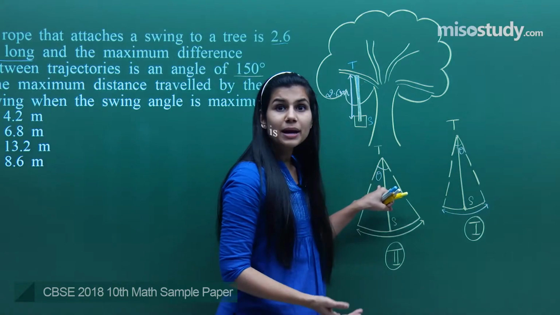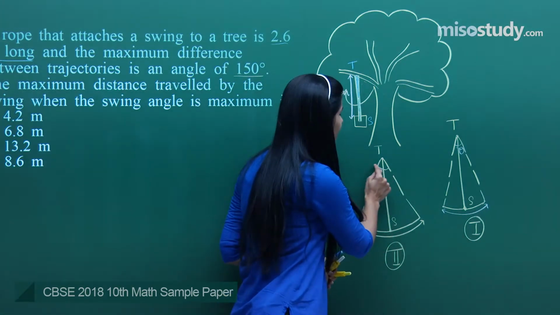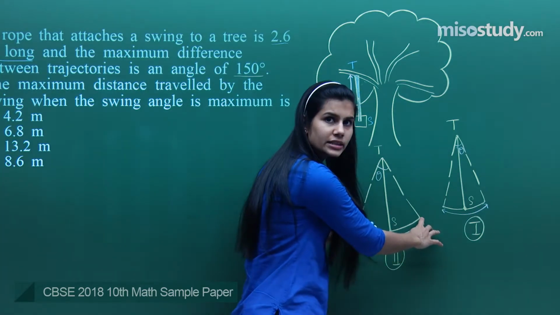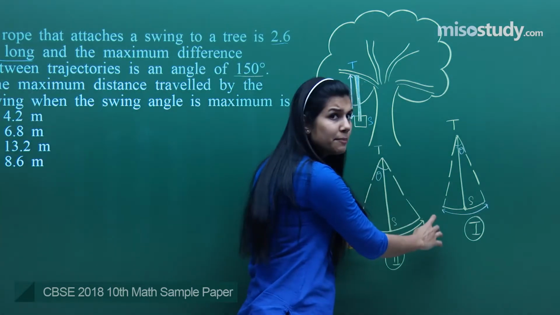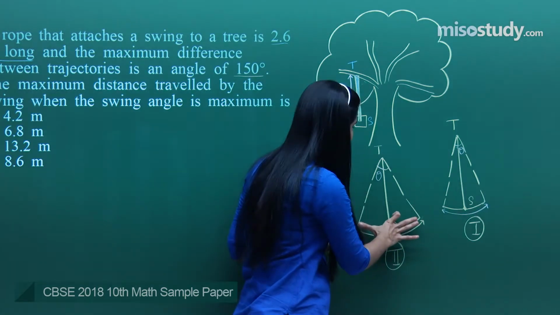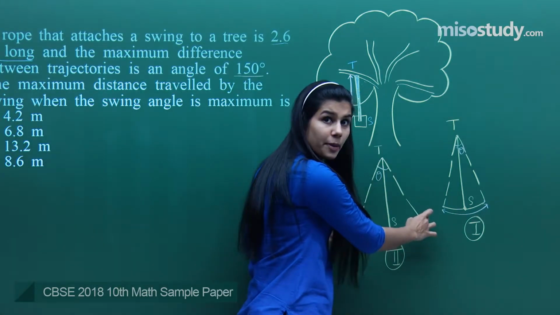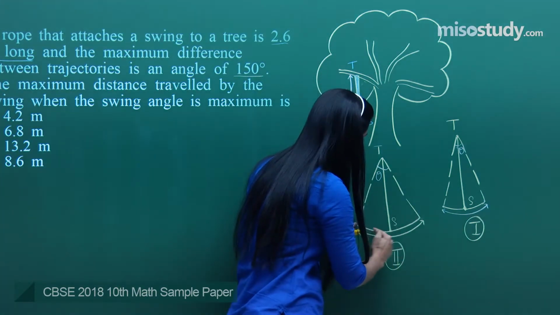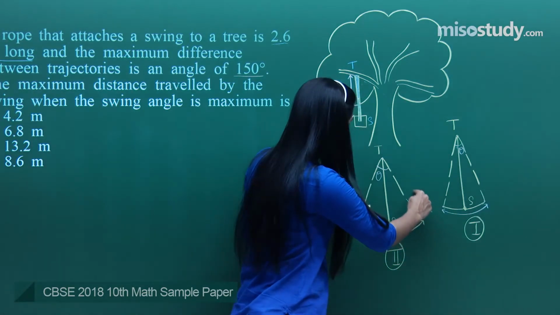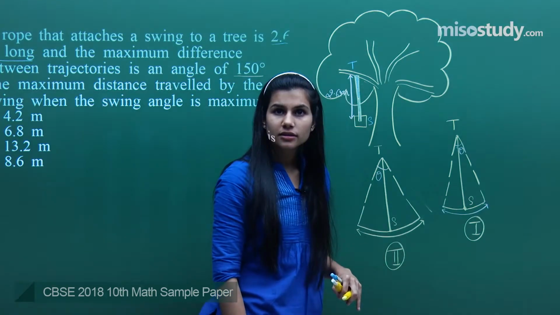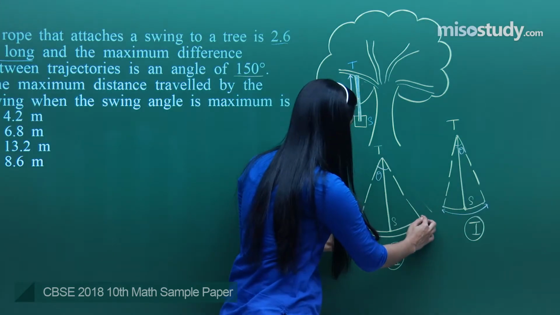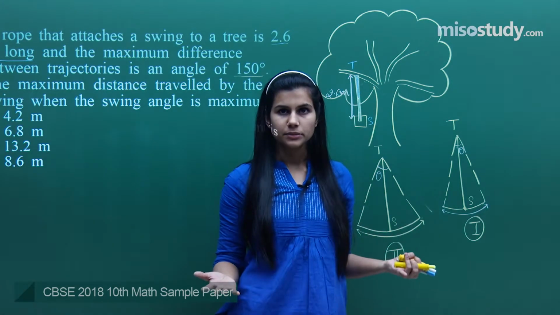Suppose I say this is my maximum angle. This is the maximum angle which can be made by the trajectories coming from these two endpoints. Because the trajectories are made from these two endpoints, that means the swing can cover at most this much distance. Because if the swing covers more distance, the angle is going to increase, isn't it? But this angle I am saying is the maximum angle. That means this distance covered by the swing is the maximum.